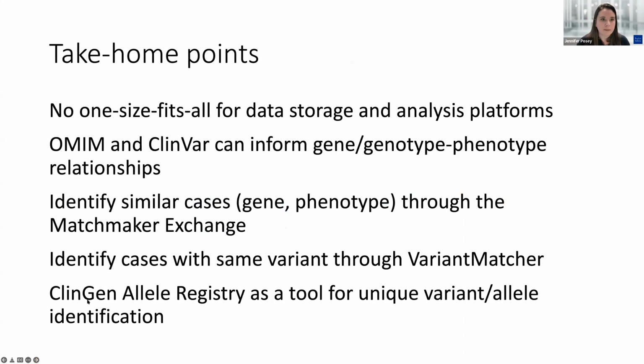So with that, I'll go ahead and wrap up my take-home points. No one size fits all for data storage and analysis platforms, but hopefully I've provided you with a little bit of a resource for how to start to think about making those decisions. OMIM and ClinVar are very helpful tools for informing gene or genotype-phenotype relationships. You can identify similar cases, whether it's cases that share variants in the same gene or cases that share phenotypes through the Matchmaker Exchange and its nodes. You can identify cases with the same variant through Variant Matcher, and the ClinGen Allele Registry is a very helpful tool for identifying unique variants and alleles and mapping them to other variant and allele identifiers.